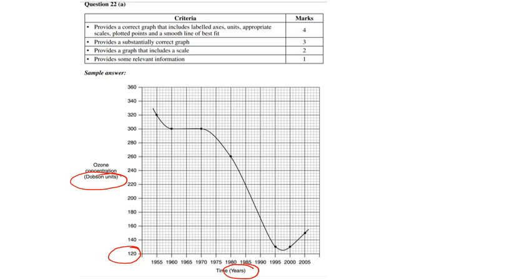As we said, the sample answers are never the greatest answers in the world. You'll see here this point is not marked. I would make sure that I do actually mark my origin.